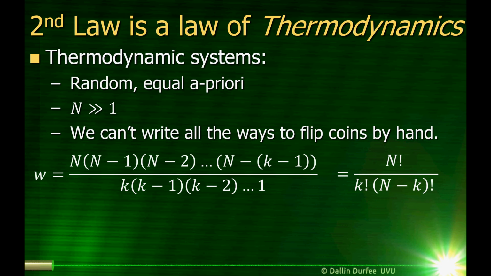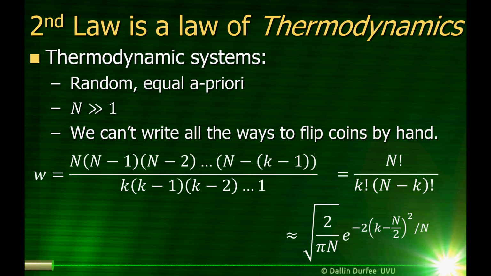Well, it turns out as we go to more and more coins, even calculating factorials gets hard, and your calculator won't be able to do it. And so it turns out that there's an approximation you can use for this that is good in the limit of large numbers, when n is really big.